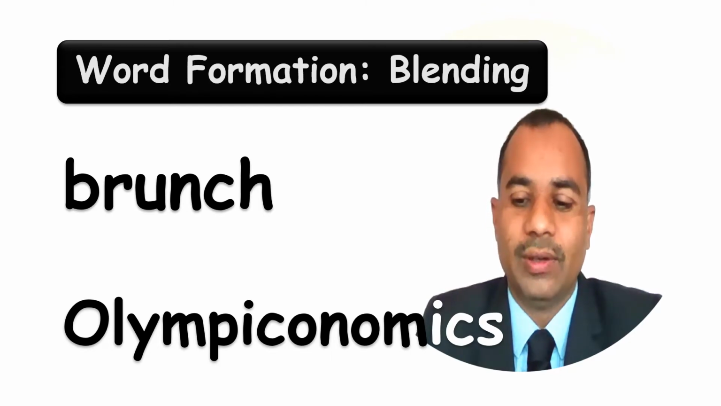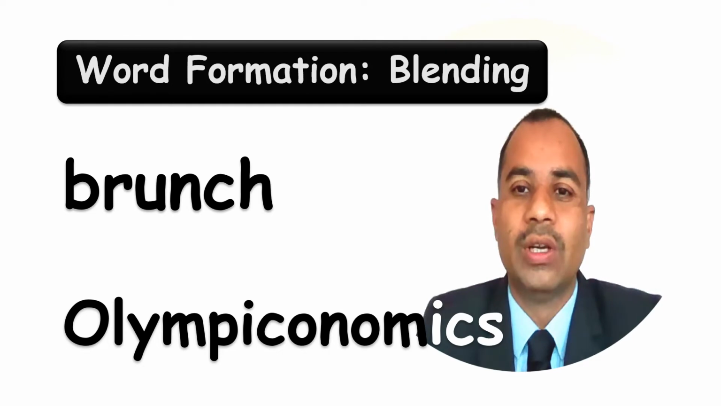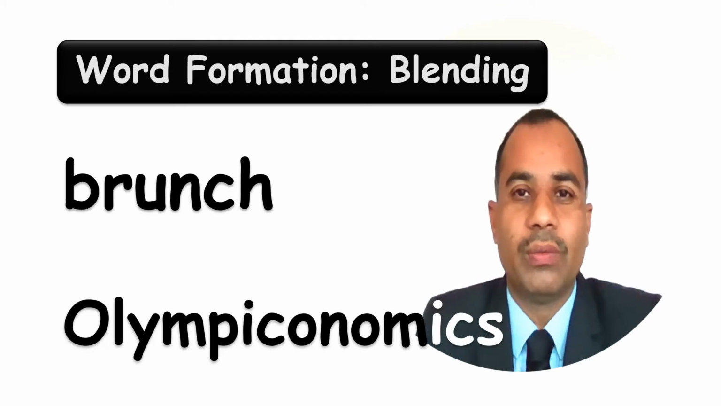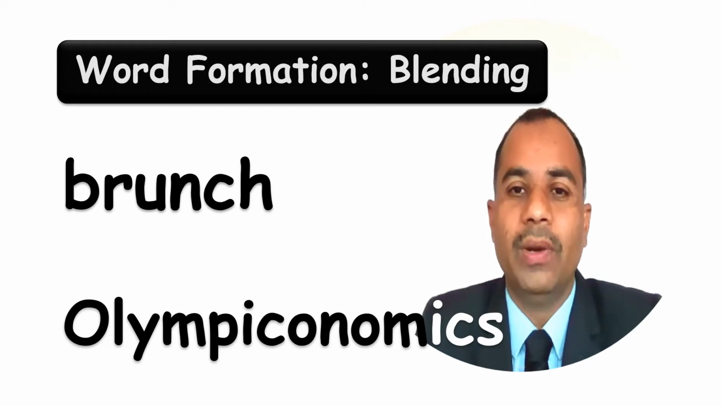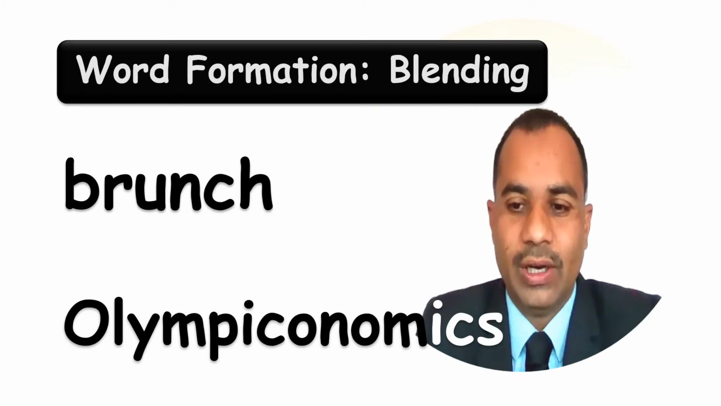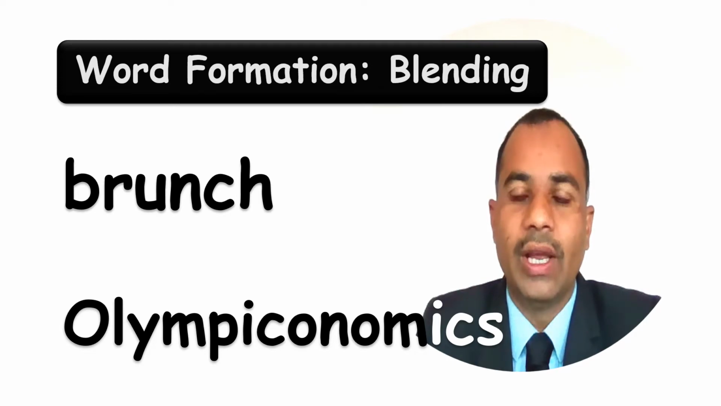So what is blending? Blending is just fusing two words together. We'll see in detail. For example, we have brunch. This word is comprised of two words, breakfast and lunch, and we fused them together and got the blend brunch. Then the next word is Olympiconomics. Even though this word seems complex, it's not. It's Olympics and economics: the finances and other economic things related with the Olympics.